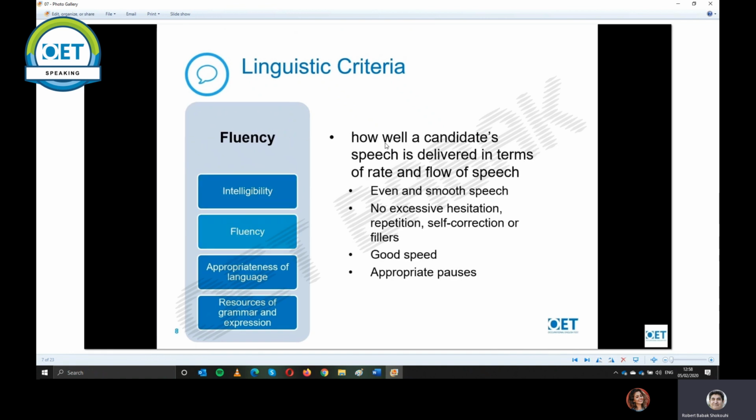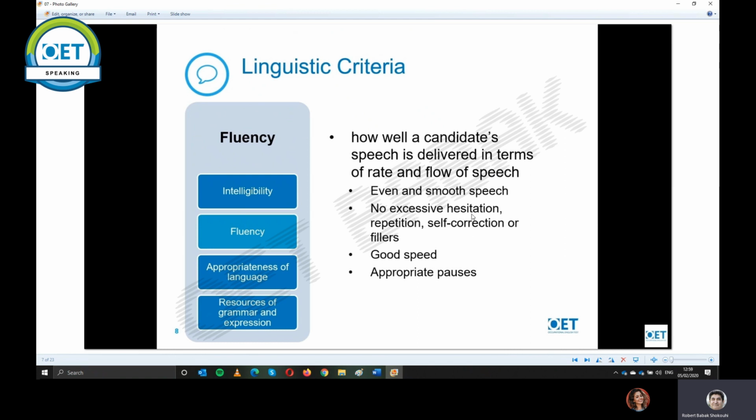Right. So the second one is fluency. How well a candidate's speech is delivered in terms of rate and flow of speech. It means that your speech needs to be even and smooth. What does that mean? I think it means fluent or not. Yes, but even and smooth means continuous and not breaking.